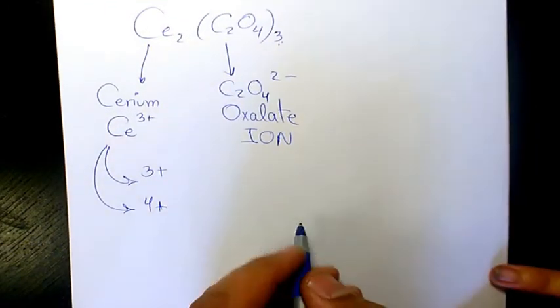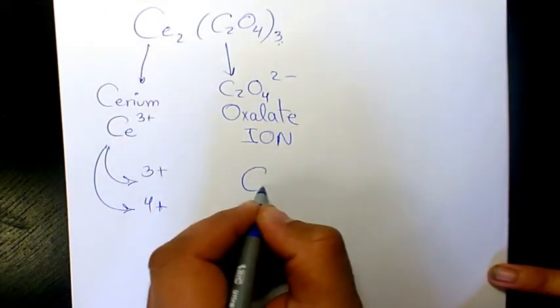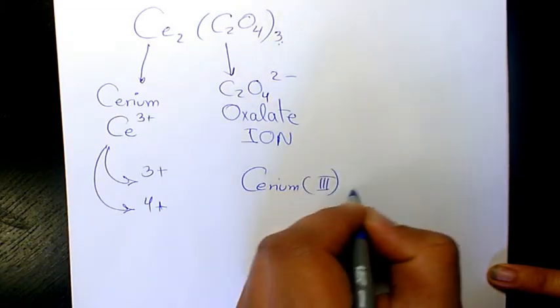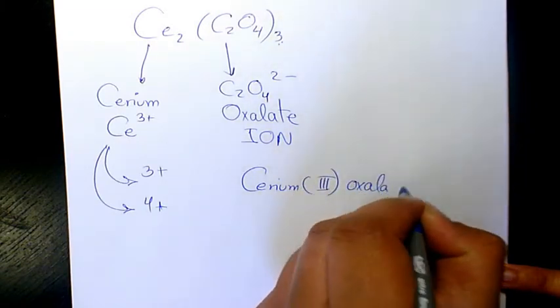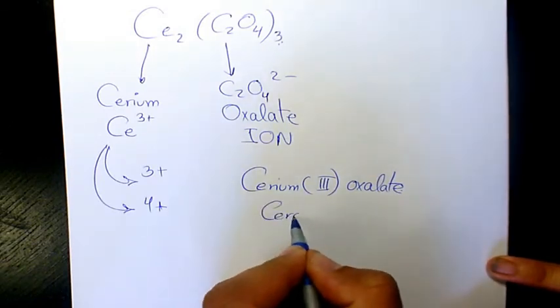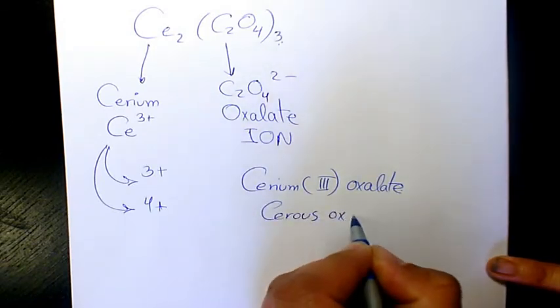So when you want to name the product, it's going to be cerium(III) oxalate. Sometimes it's called cerous oxalate.